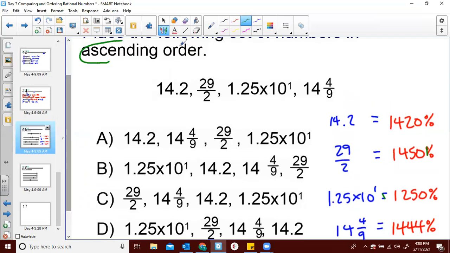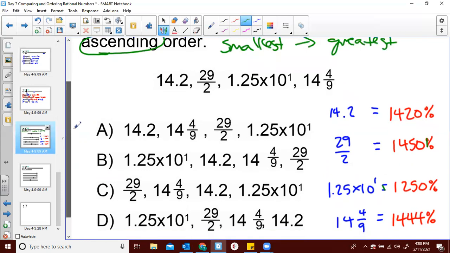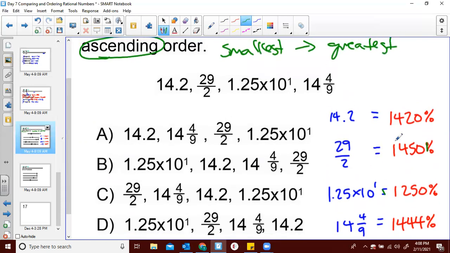So now we need to figure out ascending. So ascending is going to be from smallest to greatest. All right, so what's our smallest number here? Looks like it's 1,250%. So let's look down our line, 14.2. That is not our scientific number, so that's why A doesn't work. B looks like it could be an answer. C starts off with our fraction. That can't work. And D looks like it could be an answer.